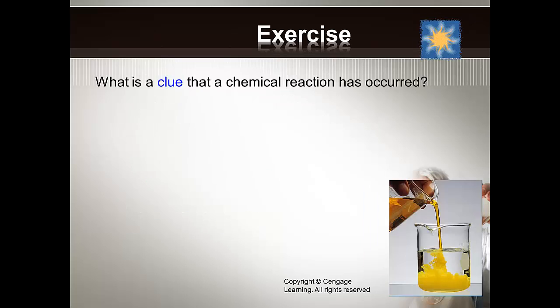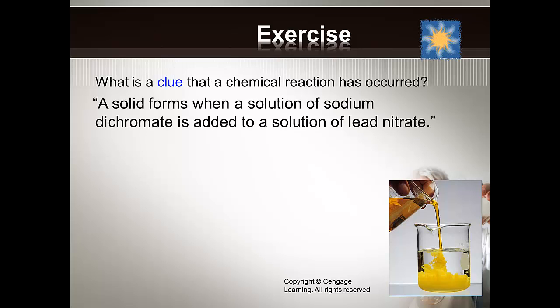These aren't very difficult. What is the clue that a chemical reaction has occurred here? A solid forms when a solution of sodium dichromate is added to a solution of lead nitrate. This is a very interesting reaction where we're now forming a precipitate. When a solid forms in a solution, that's known as precipitation, or a precipitate forming. The solid is referred to as being the precipitate.